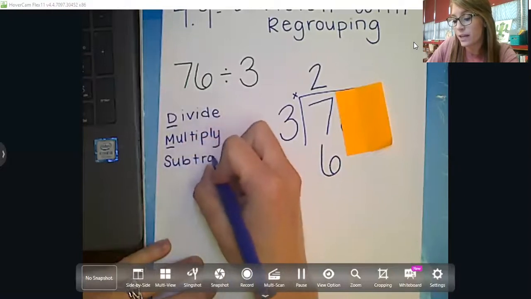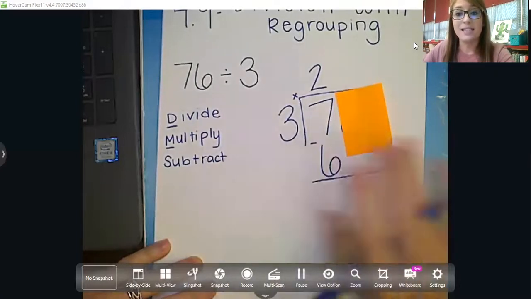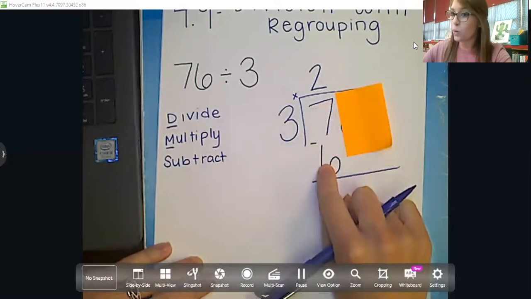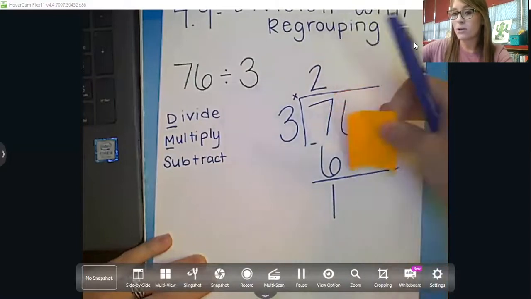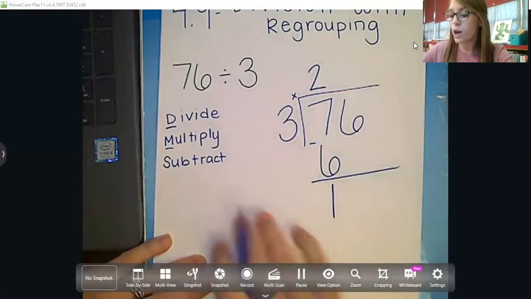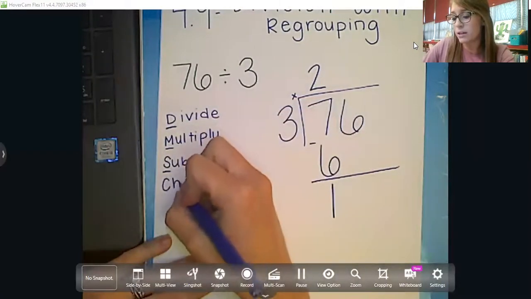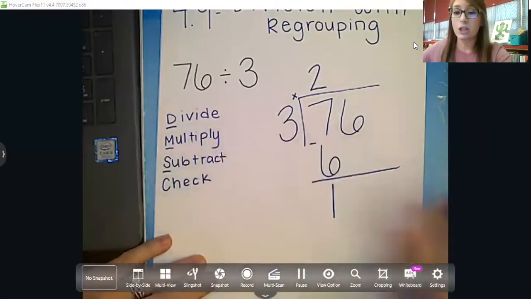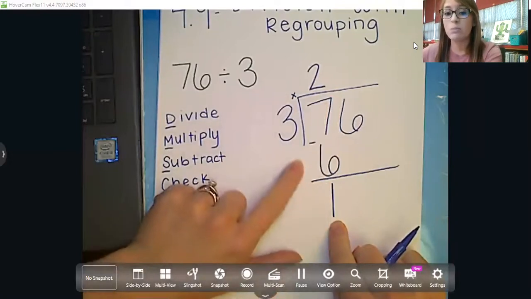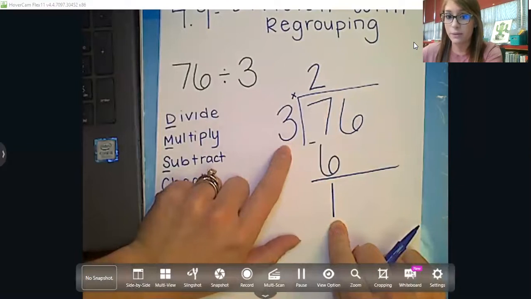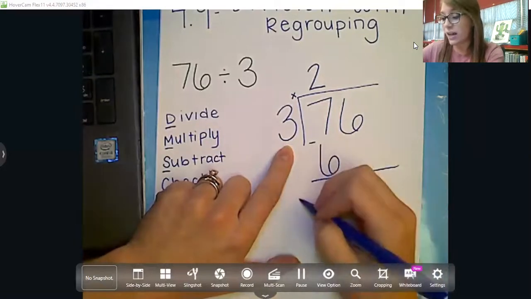Okay, so I'm just going to subtract those numbers right there. That's it. 7 minus 6 is what, y'all? Very good. 7 minus 6 is 1. All right, now I'm going to uncover this other number. Okay, so I'm going to divide, multiply, subtract, and then I'm going to check. Now, I'm going to show you what you need to check for. You need to check and make sure that this number you got when you subtracted is smaller than the number that's knocking on the door. Okay, so is 1 smaller than 3? Yes, it is. So that's going to check out.